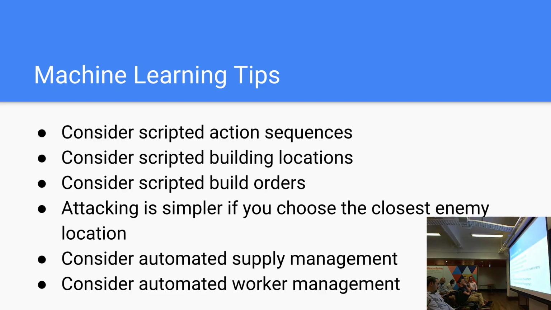So there are some tips around this, because actions are probably one of the trickiest parts. Consider scripted action sequences. What this means is when your bot starts out and you give it basic actions like click, select, you have to give it maybe all the coordinates on the screen that it can select, which is 84 by 84 possible things that it can click on. And then just by chance, it happens to click on the barracks. Then it has to, just by chance, choose to build a marine.